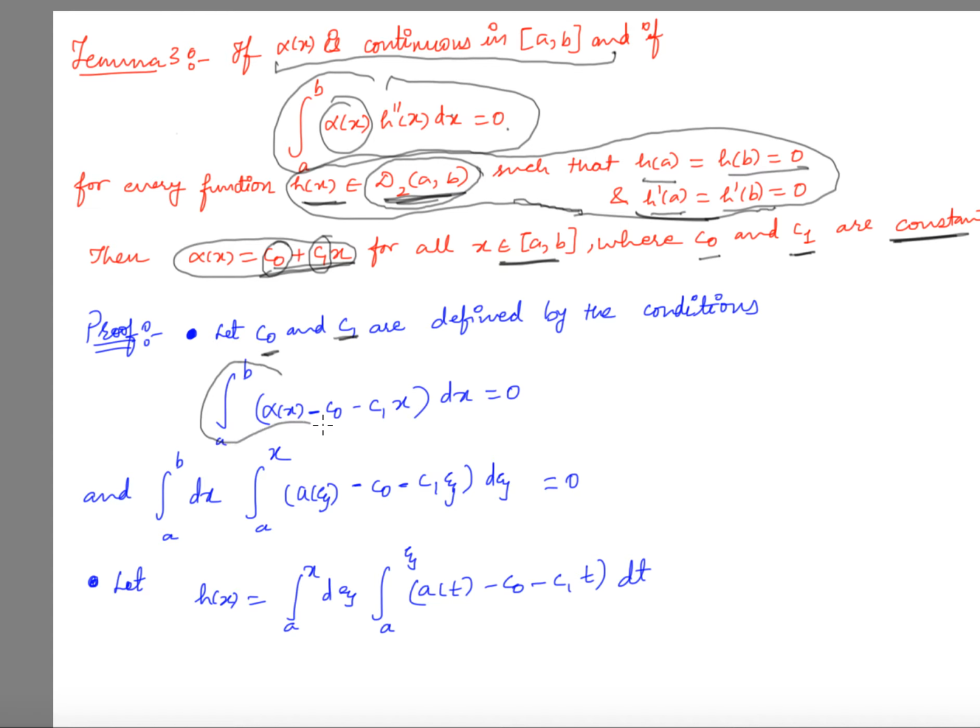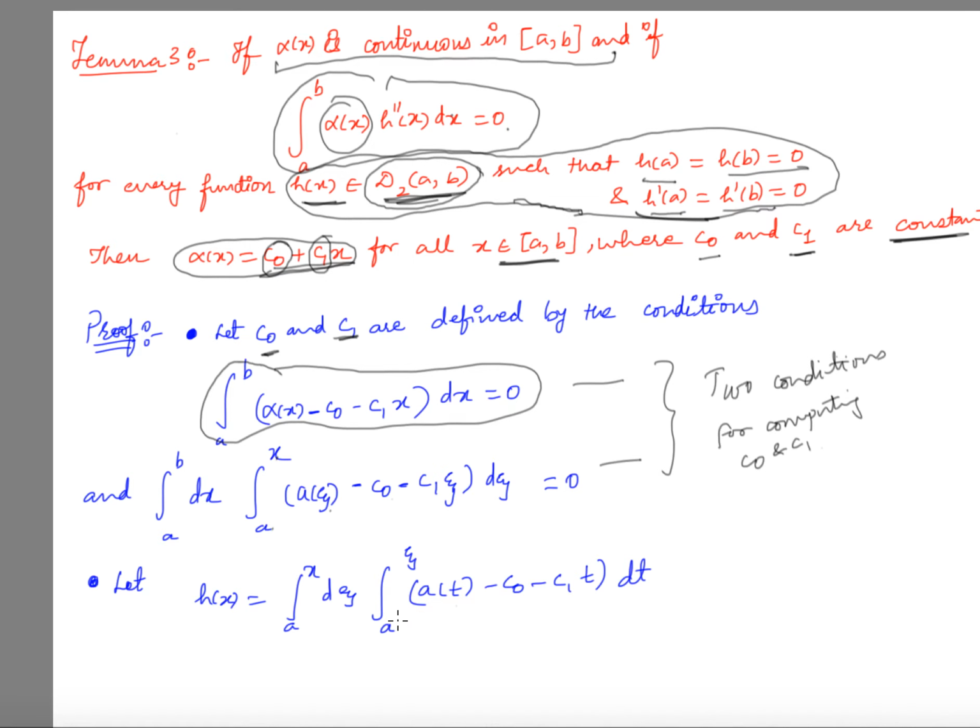The first condition is that the integral of alpha x minus c naught minus c1 x dx from a to b is 0. The second condition is that the integral of alpha zeta minus c naught minus c1 zeta d zeta from a to x, which will be a function of x, then integrated from a to b with respect to x, should be 0. These are the two conditions for computing c naught and c1, right?